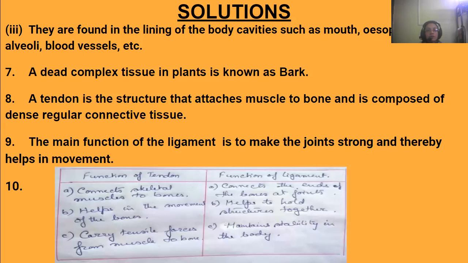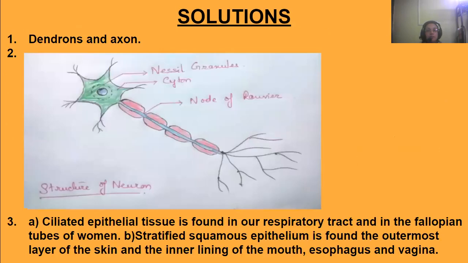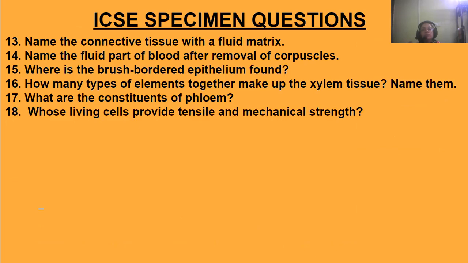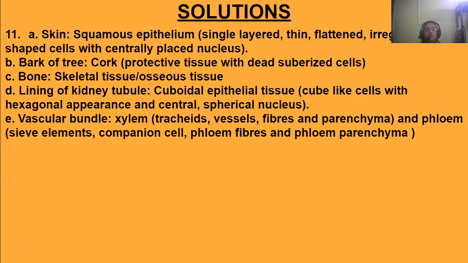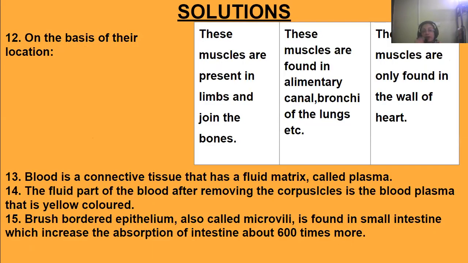Next question is, name the fluid part of the blood after the removal of the... the 13th question is left. Name the connective tissue with a fluid matrix. So the connective tissue with the fluid matrix is blood. And this fluid matrix is known as plasma. So the blood is a connective tissue which has a fluid matrix, and the fluid matrix which is present in the blood is known as plasma.